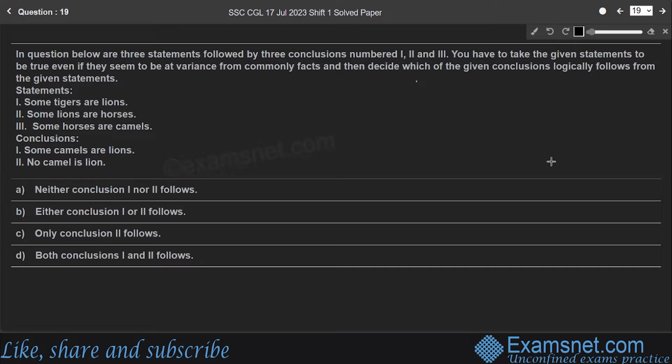Question 19. In the question below are 3 statements followed by 3 conclusions numbered 1, 2 and 3. You have to take the given statements to be true even if they seem to be at variance from commonly known facts, and then decide which of the given conclusions logically follows from the given statements. Here are three statements. Let us represent these statements in a Venn diagram, taking tigers and lions as two different sets. If we take the set of tigers like this, some tigers are lions according to the first statement.